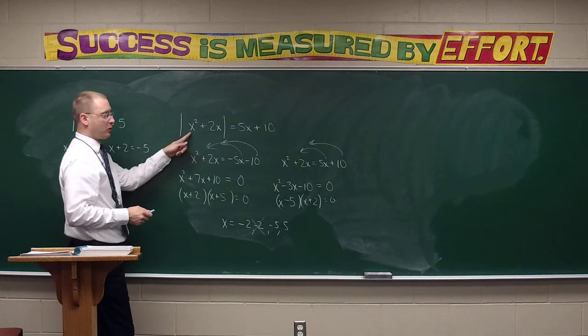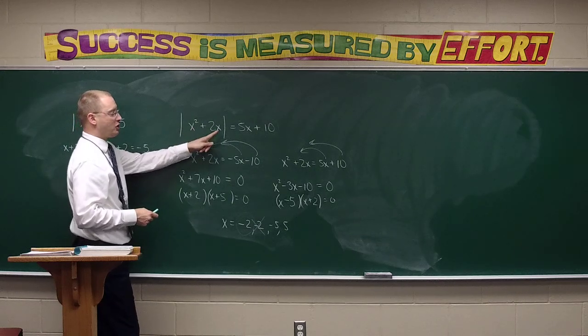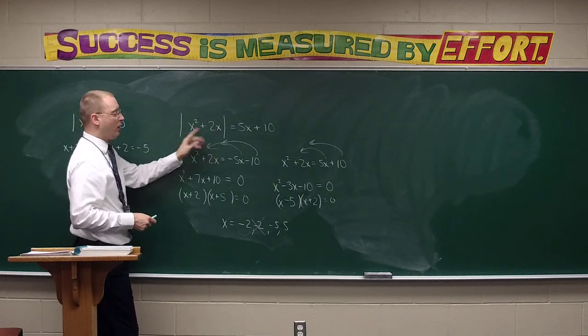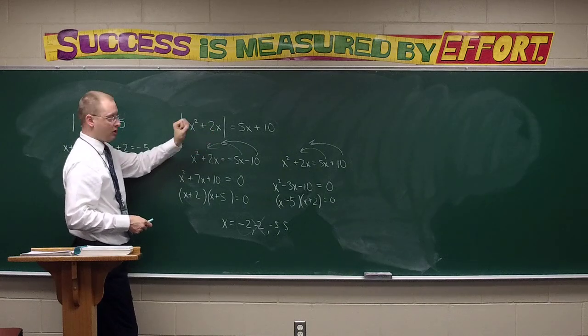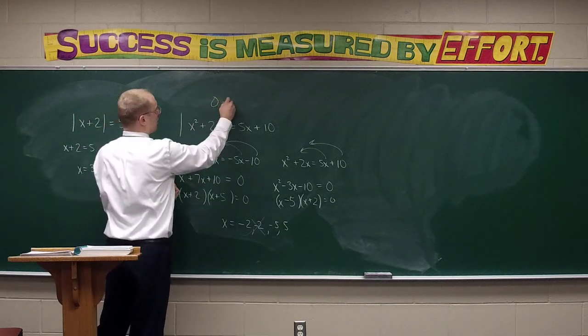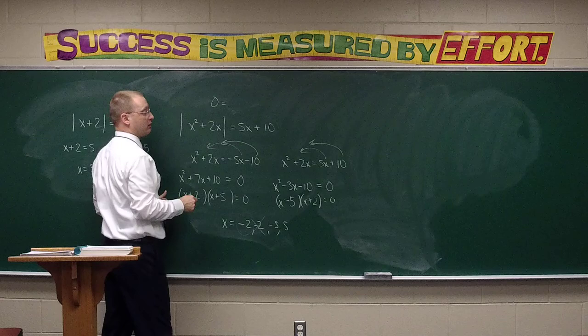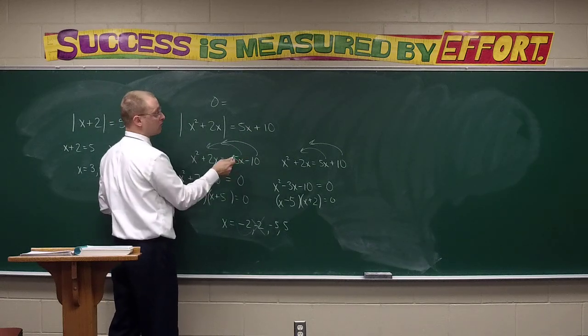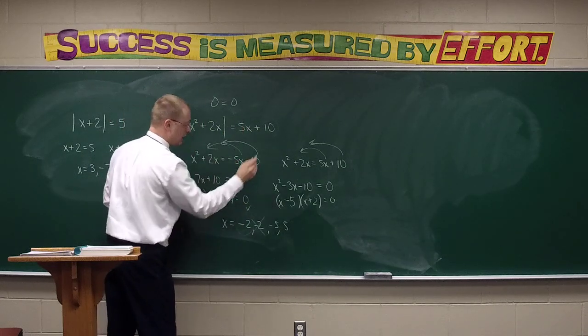If we square a negative 2, class, 4, and then 2 times negative 2, 4, negative 4, absolute value of 0. 5 times negative 2, negative 10, positive 10. All right, so the negative 2 checks. Let's try the negative 5.